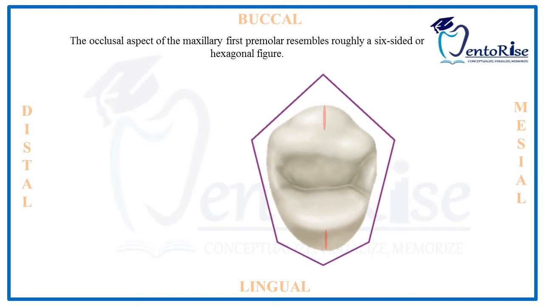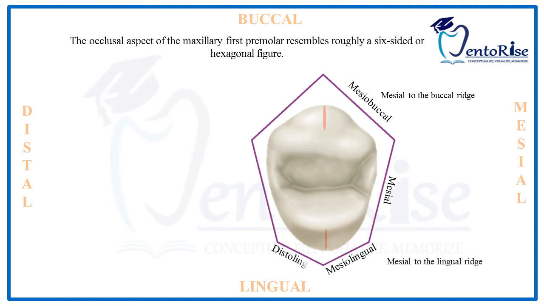Therefore, the six sides are made up of the mesiobuccal side, which is mesial to the buccal ridge, the mesial side, the mesiolingual side, which is mesial to the lingual ridge, the distolingual side, the distal side and the distobuccal side. However, this hexagonal figure is not equilateral.